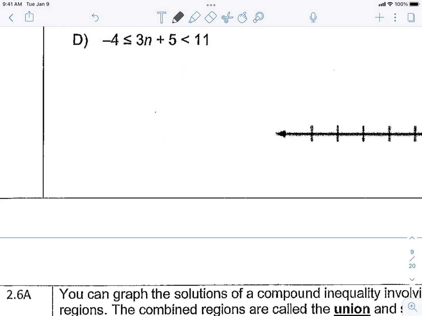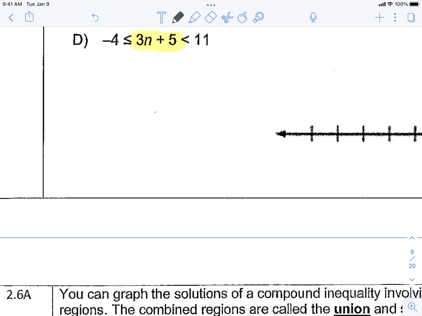Okay, D. Is this an AND or an OR? This is an AND. I do not see the word OR, so it must be an AND. I like highlighting the middle. How do I know it's the middle? It's in between the inequality symbols.